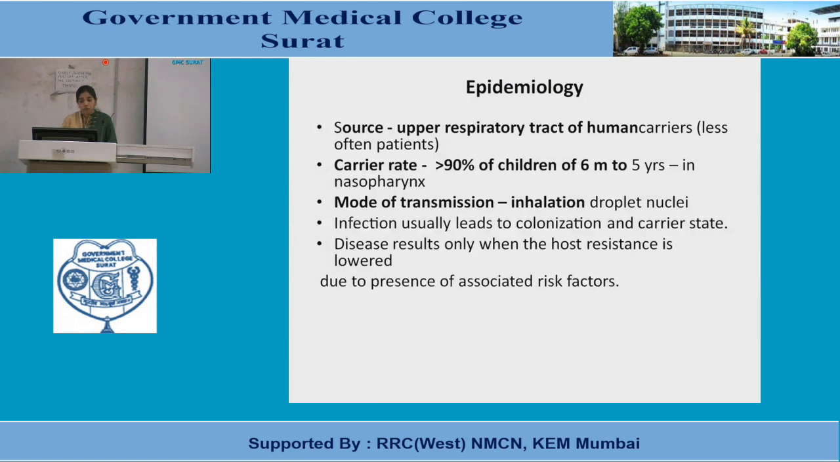Epidemiologically, the source is the upper respiratory tract of human carriers, less often patients. The carrier rate is greater than 90% in children of 6 months to 5 years, most commonly in the nasopharynx. Mode of transmission is inhalation of droplet nuclei. Infection is usually due to colonization and the carrier state. Disease results only when host resistance is lowered due to associated risk factors.